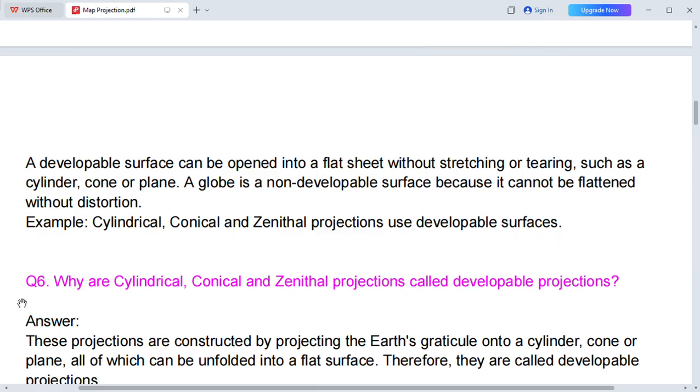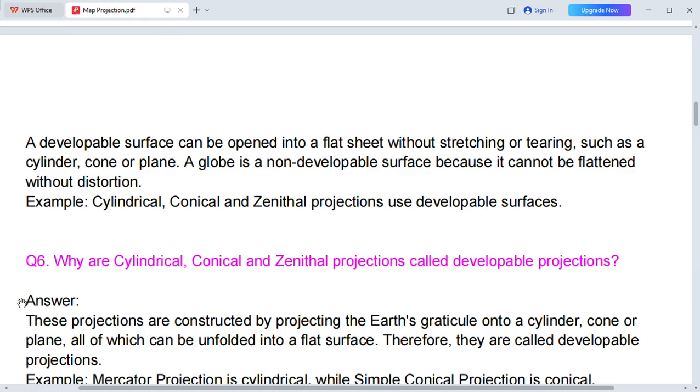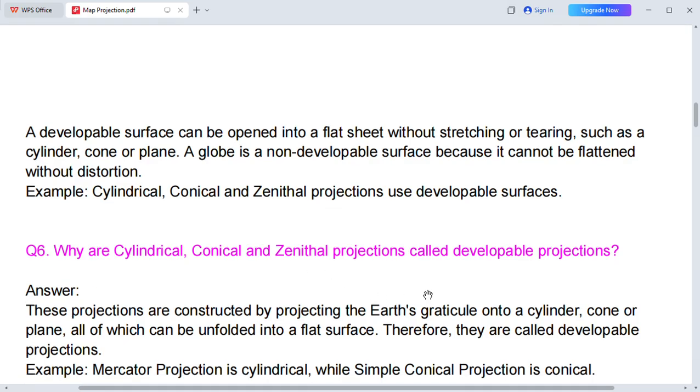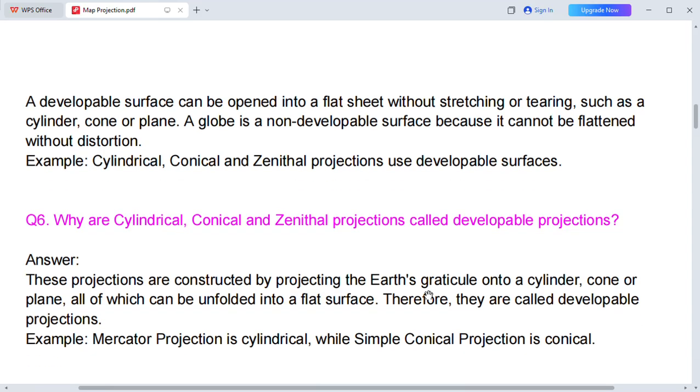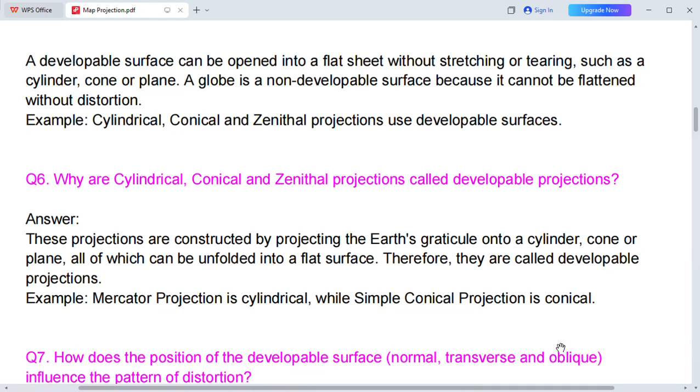Next question, why are cylindrical, conical and zenithal projections called developable projections? These projections are constructed by projecting Earth's graticule onto a cylinder, cone or plane, all of which can be unfolded into a flat surface. Therefore, they are called developable projections. For example, Mercator projection is cylindrical while simple conical projection is conical.